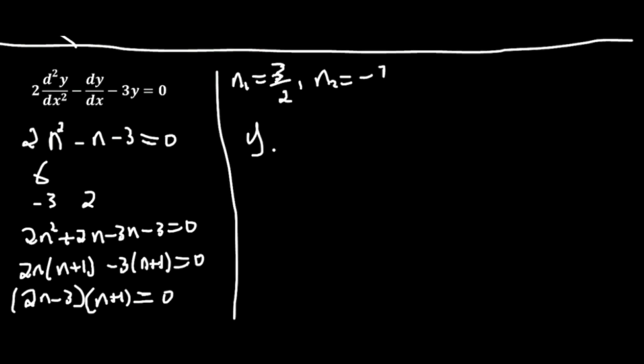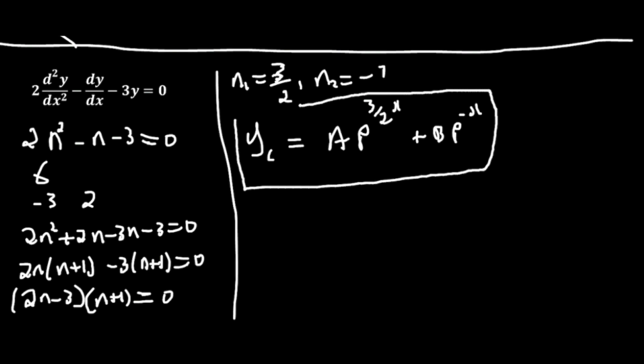Therefore our complementary solution, y complementary, will simply be equal to a e to the 3 over 2 x plus b e to the minus x. So that's our solution for question 1.